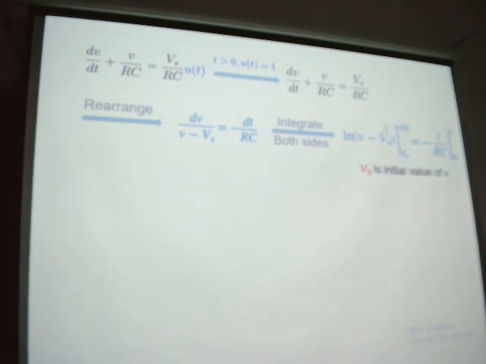So if we do this integration for the left hand side, it should be the log of v minus Vs, and we change the limits, the upper limit and the lower limit, from v(0) to v(t). And to the right hand side, we integrate from 0 to t.